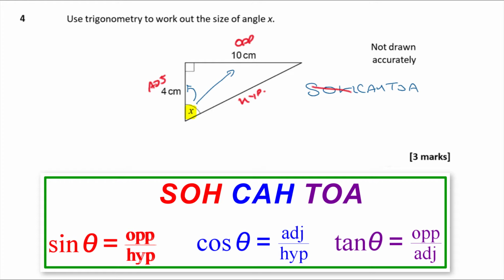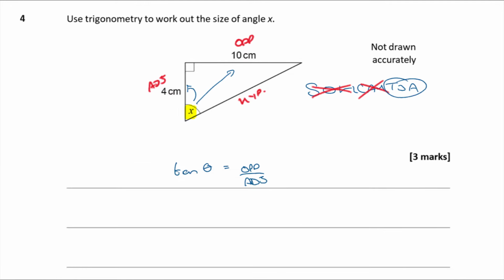So I don't want the sine because it's got an H in it. I don't want the cosine because it's got an H in it. It's going to be this one on the end, isn't it? It's TOA, tan, that we want, okay? So I'm going to write down the trigonometric identity for tan. Tan theta equals opp over adj, okay? The tangent of the angle is equal to the opposite side divided by its adjacent side. And then we're going to sub in what we know, okay? So it's not theta here, it's x. So tan x equals the opposite, which is 10, divided by the adjacent, which is 4, okay?